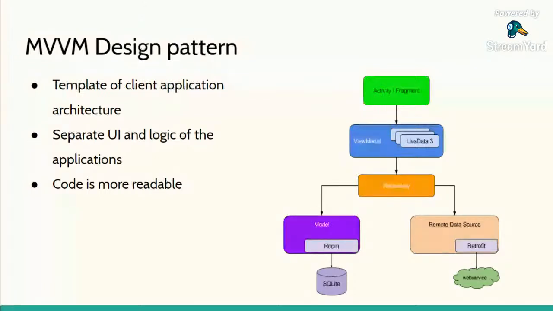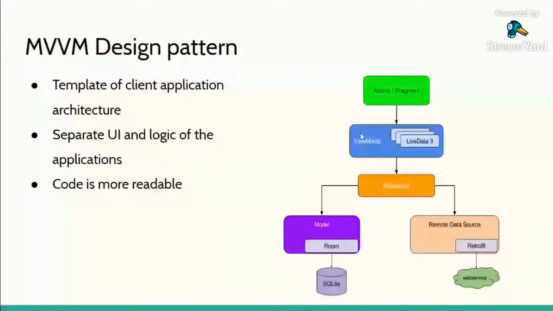So let's say we are inserting a new task into our database. We have two insert methods, one in the Room database and one in the view model.